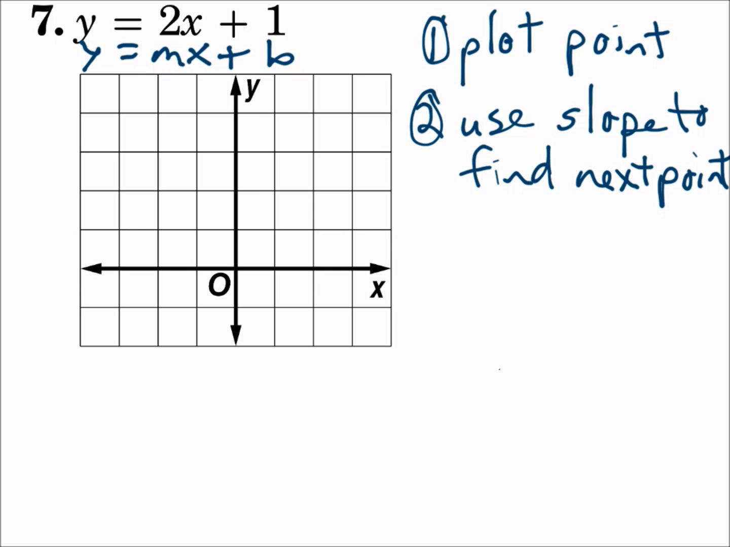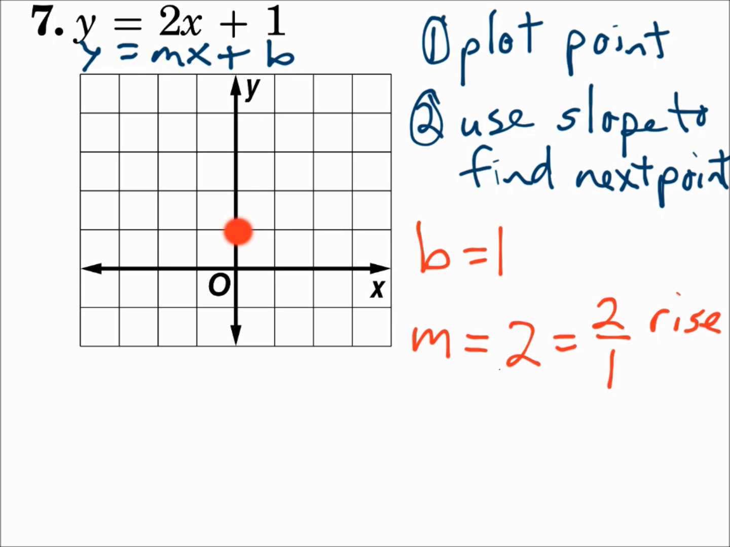Y equals 2x plus 1. Our starting point will be the y-intercept, which is 1. So put a point on the y-axis at 1. Then use the slope to find the next point. The slope is 2, and if it's an integer, just put it over 1 to make it a fraction, and we'll use that to rise over run to the next point. 2 is the rise, and 1 is the run.